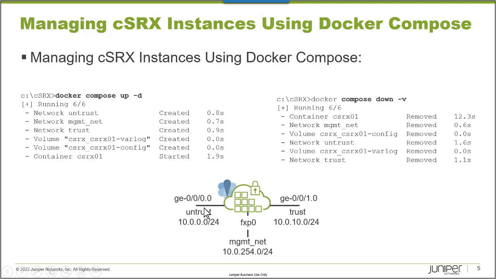The ge-0/0/0 interface would be assigned to the untrust network. It will receive the 10.0.0.2 IP address.